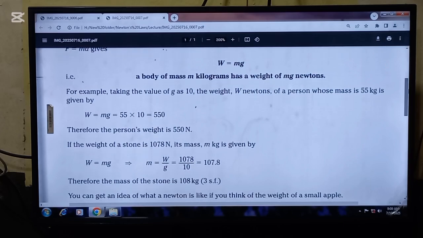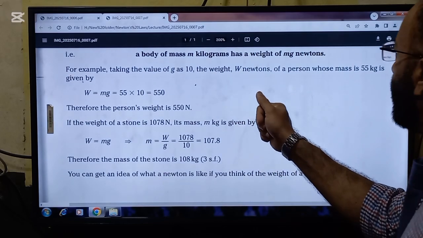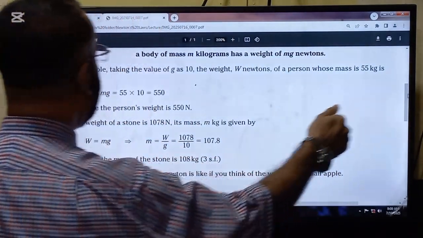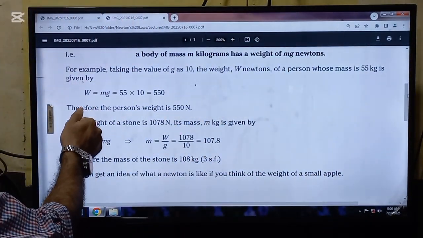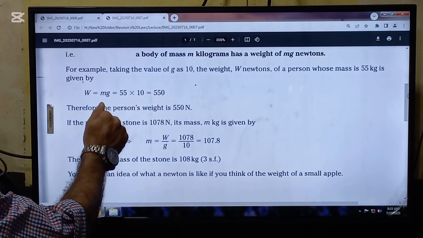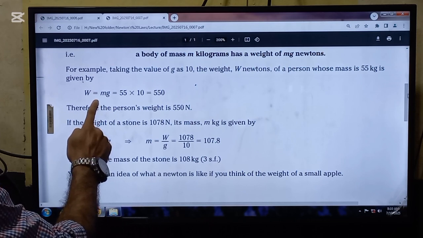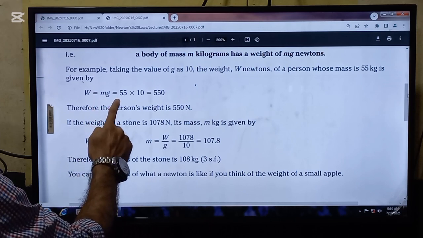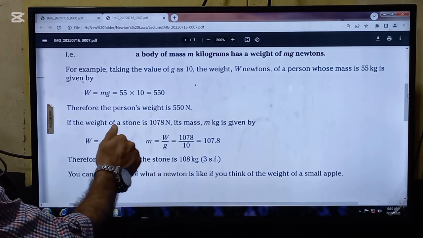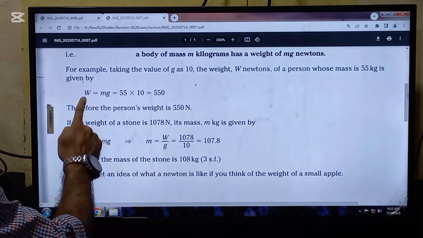For example, taking the value of g as 10, the weight W newtons of a person whose mass is 55 kg is given by the formula W = mg, and g's value is 10. So m is 55, so 55 will be placed at the place of m. g is 10, so 55 into 10 will be equal to 550. Therefore, the person's weight is 550 newtons, because newton is the unit of weight.